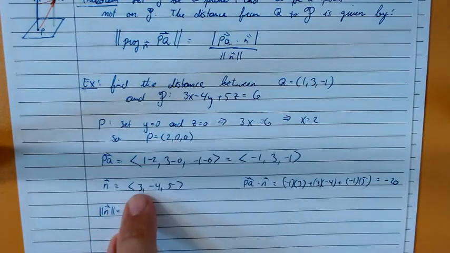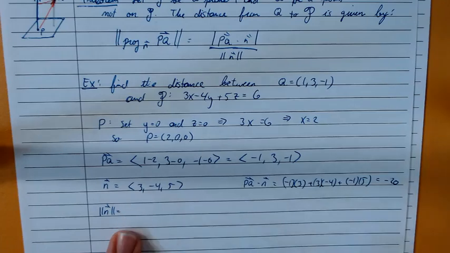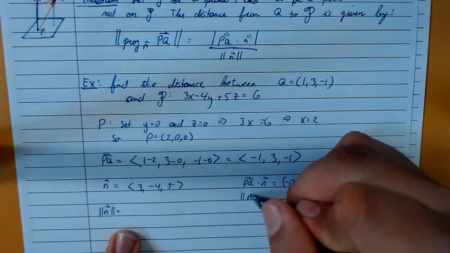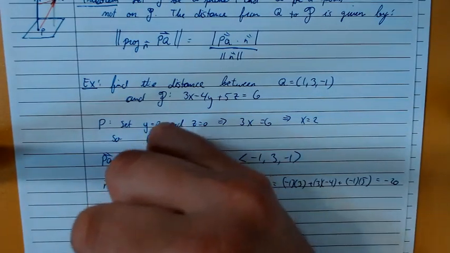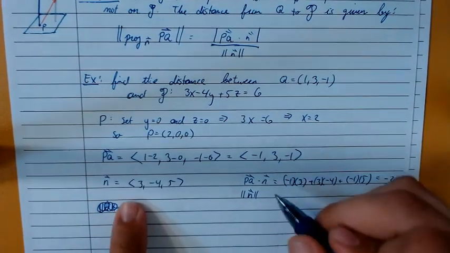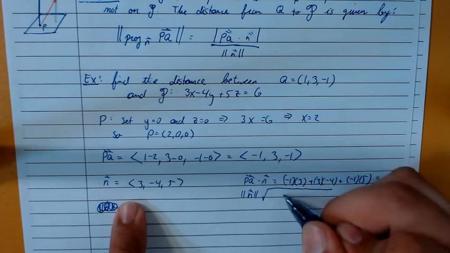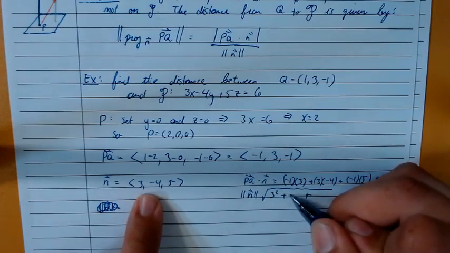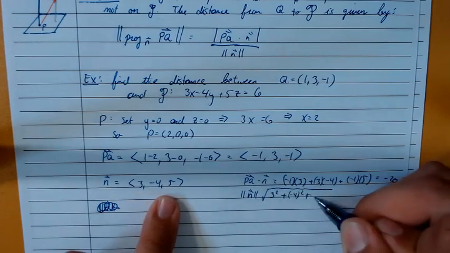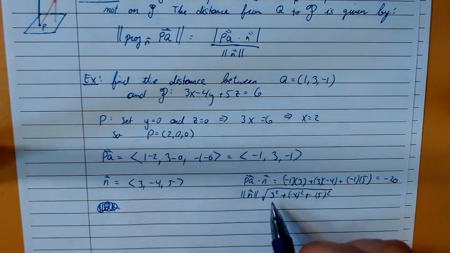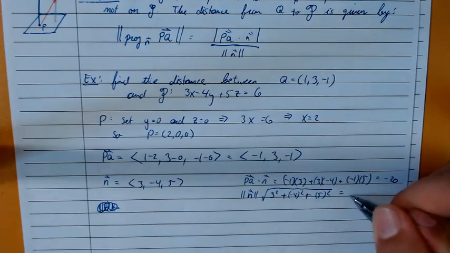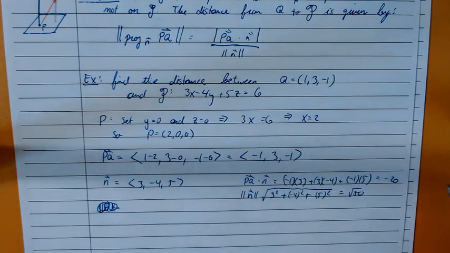The magnitude of n, we're going to go ahead and take the square root of the sum of the squares of each of those components. So 3 squared, negative 4 squared, and 5 squared. So 9 plus 16 is 25, plus another 25. Oh, that gives us a square root of 50.